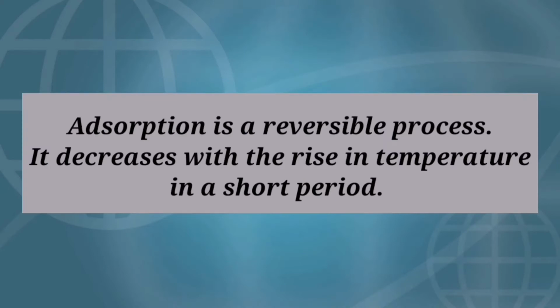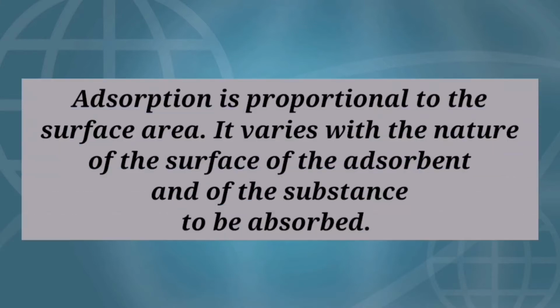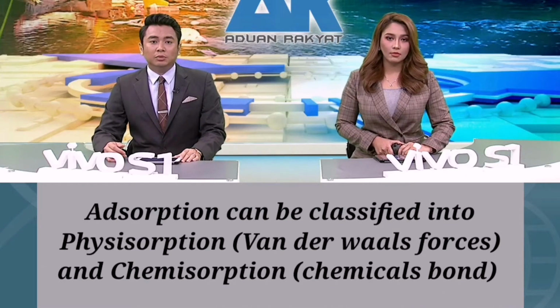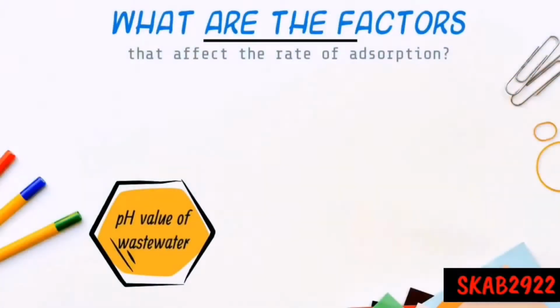Firstly, adsorption is a reversible process where, during a short period, it can decrease with a rise in temperature. Secondly, this process is proportional to the surface area. It also differs with the nature of the adsorbent surface and the substance being adsorbed. Lastly, adsorption can also be categorized into physisorption, van der Waals force, and chemisorption, chemical bonds.